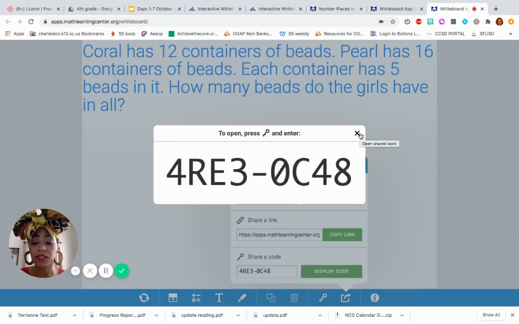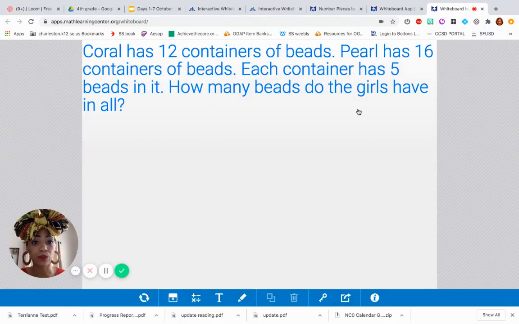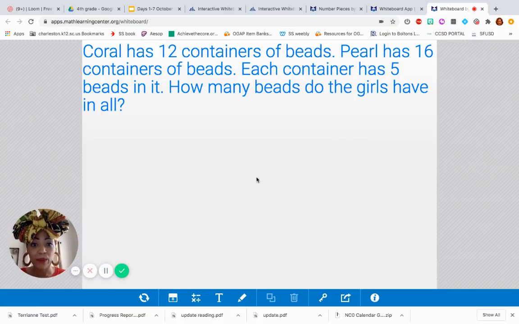So if you need to pause this video to see this code, please do so. I'm going to leave it up for about 3 more seconds. Okay, so that's the code. So when you go to the Whiteboard app, you would press the key and then you would type the code in, okay? And then you will be able to work it out.